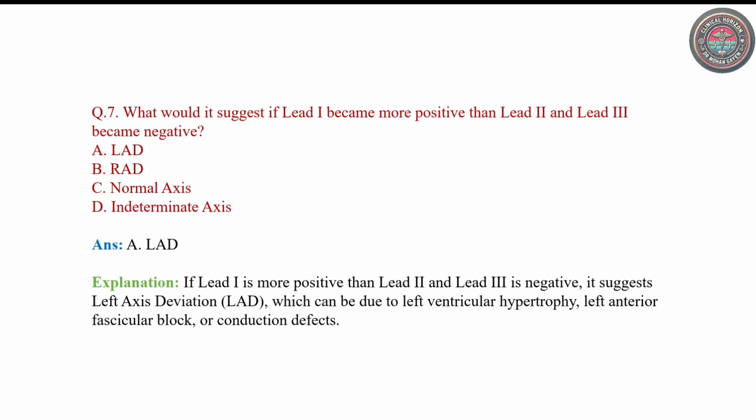or inferior myocardial infarction. What would it suggest if lead 1 is more positive than lead 2 and lead 3 is negative? The correct answer is left axis deviation. A more positive QRS in lead 1 compared to lead 2 and a negative QRS in lead 3 suggests that the axis has shifted leftward. This is a typical finding in left axis deviation, often seen in left ventricular hypertrophy or conduction abnormalities.